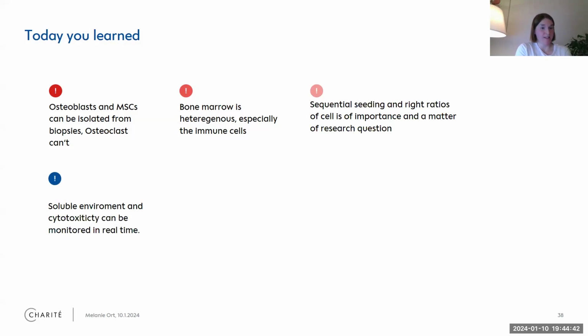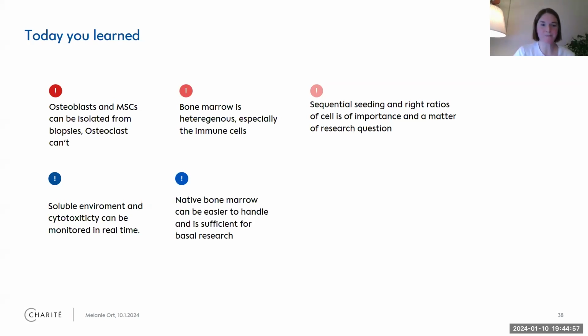That soluble environment and cytotoxicity can be monitored over time while your chip is running, which is nice, because then you don't have to arrest your experiment in order to assess that. You can just take a little media, do your assay, and let your chip do its thing. You also learned, from what Martin did, that native bone marrow can be easier to handle and is sufficient for basal research questions, especially if you just want to know, is this the right way or not?